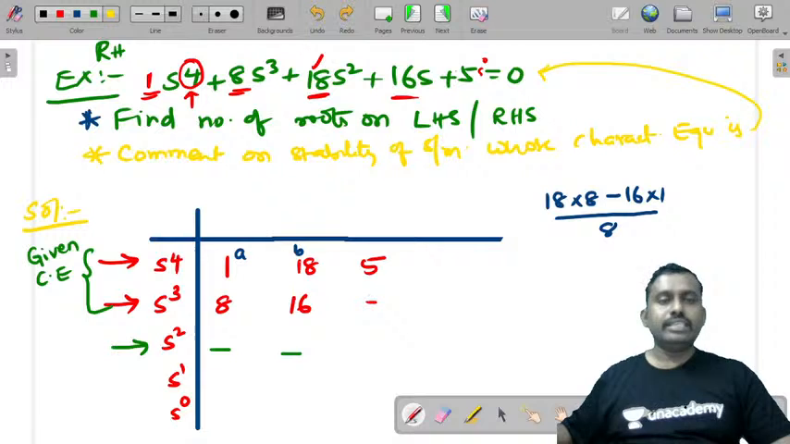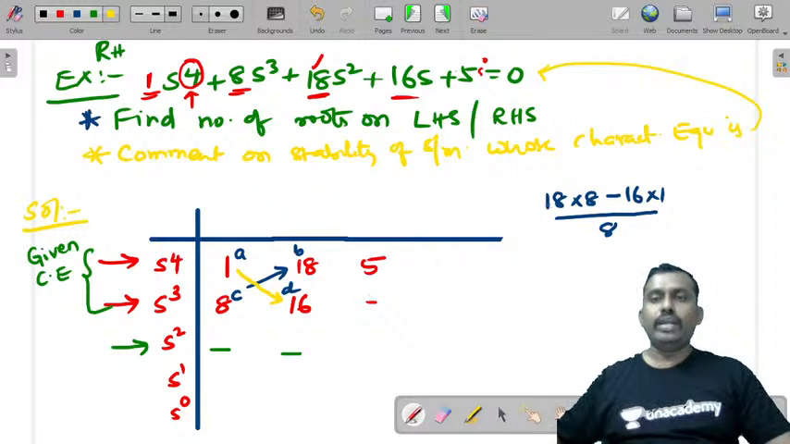So this is C, and I'll write it in blue. This is C and this is D. So BC minus AD by C: 18 into 8 minus 16 into 1 by 8. So 18 into 8, 8 eights are 64, and 8 tens are 144, minus 16 by 8. You can calculate this, so what is this value? 18 into 8 minus 16 into 1 by 8.